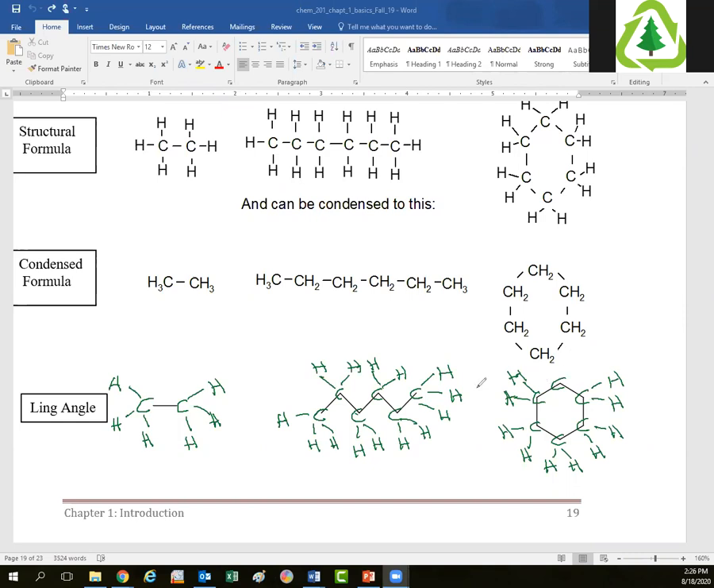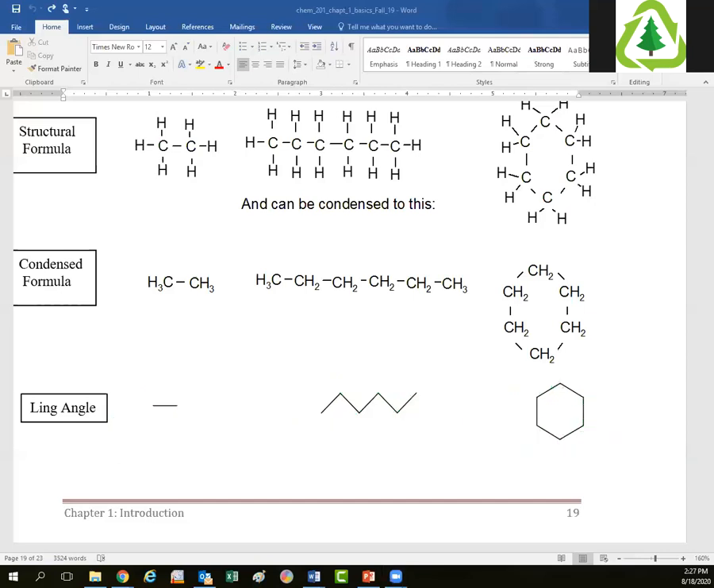Quite often you'll see these line angle formulas written instead of the full Lewis structure. There are just so many carbons and so many hydrogens in organic molecules that we get lazy and tired of writing all these chemical symbols. So we normally just limit it to drawing the backbone of the molecule, a backbone based on the carbon to carbon bonds.